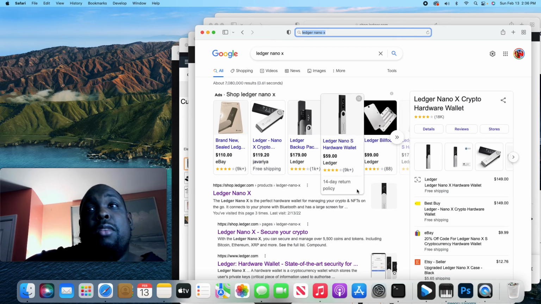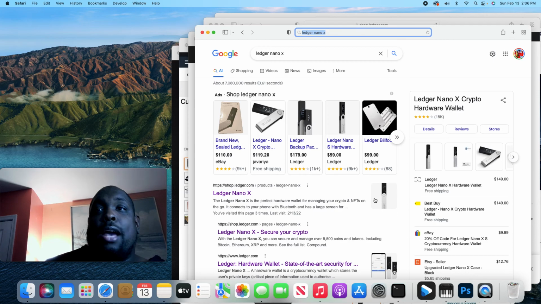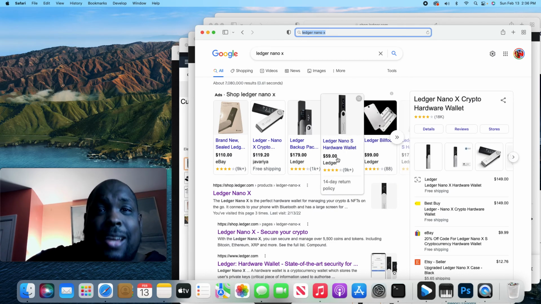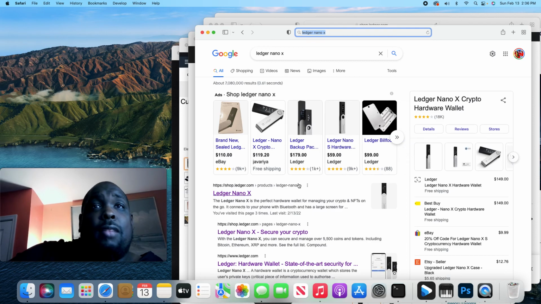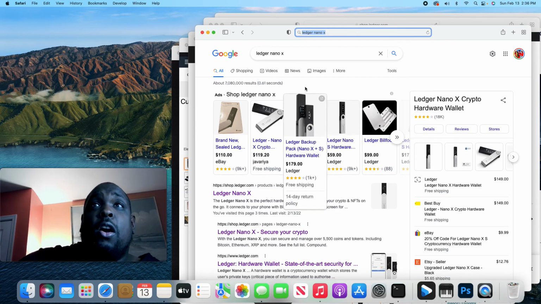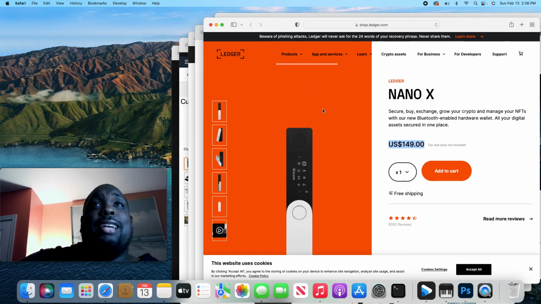There are so many malicious people out there. One way they will try to hack you is they'll buy the device themselves, manipulate it, and put it back on the market for $59. Places like eBay, Amazon, all these third-party websites where you're buying from somebody else, do not buy a cold wallet storage from a third-party website. Only purchase them from the main website, and in this case, it's going to be Ledger.